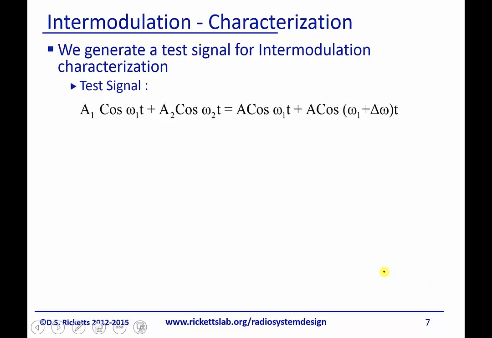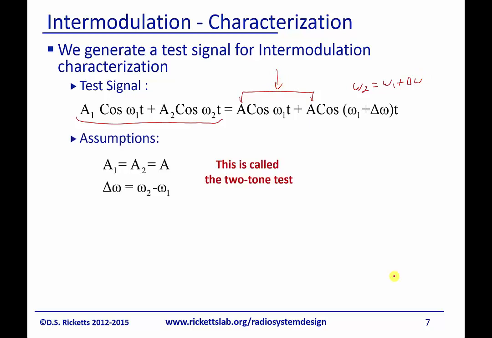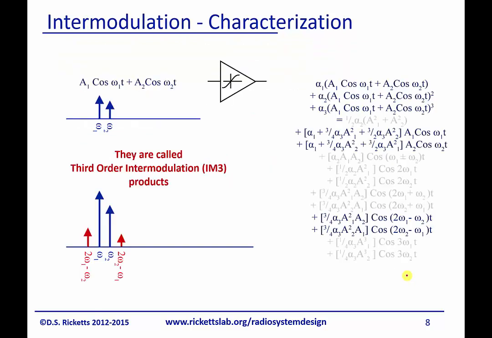And what we do is we use a test signal that simply has our two input signals that we used before. And what we've done is we've made them have the same amplitude, right? And I've just defined omega 2 equal to omega 1 plus delta omega. And that's for convenience that we'll see later. Really, the only caveat that's changed is we've said, okay, they've got the same amplitude. And so here are our assumptions. And this is called a two-tone test because we're putting in basically two tones with the same amplitude, and we're going to measure the intermodulation product that comes out.